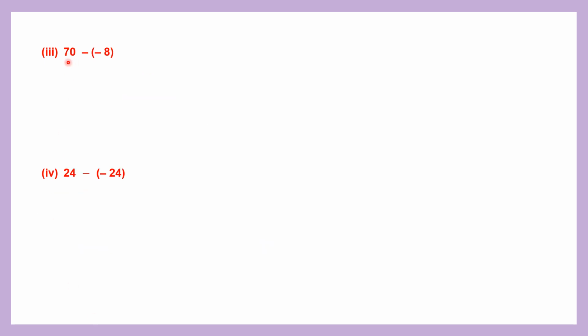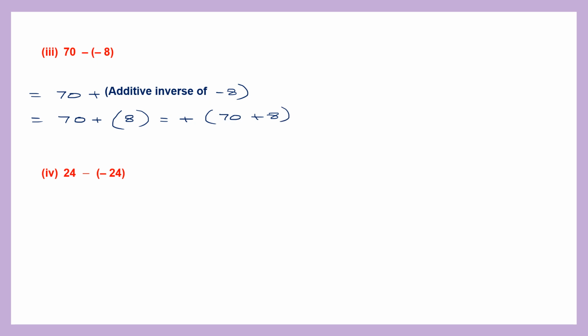Next one, here we have 70 minus negative 8. So let's write that. This is 70. The subtraction becomes addition. Now we have to write the additive inverse of negative 8. Now let's write the next step. So that will be 70 plus the additive inverse of negative 8, which is simply 8. So here again we have addition of two integers. Signs are the same. So we have the same sign and we add. So that is 70 plus 8, which is 78. So this is our answer.